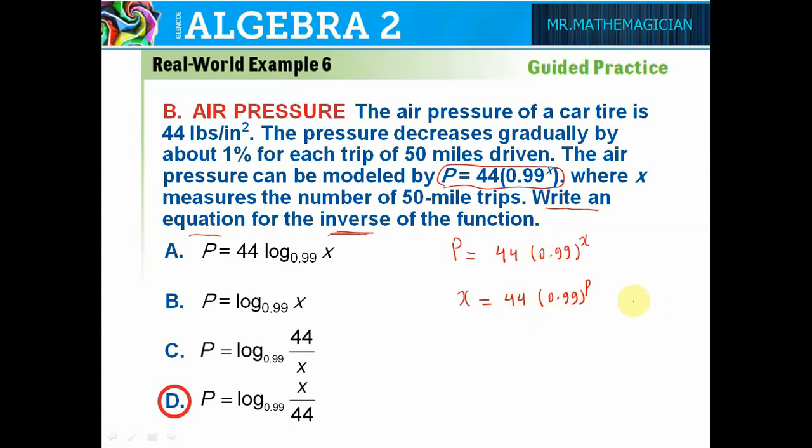Now divide by 44 on both sides, because I need the base and the power alone. So x over 44 will be 0.99 to the power of P. Now change into logarithmic form, so you know that this is the base and this is the power, so the power will be the answer, meaning P equals log of x over 44 to the base 0.99. That's why the accurate choice is D.